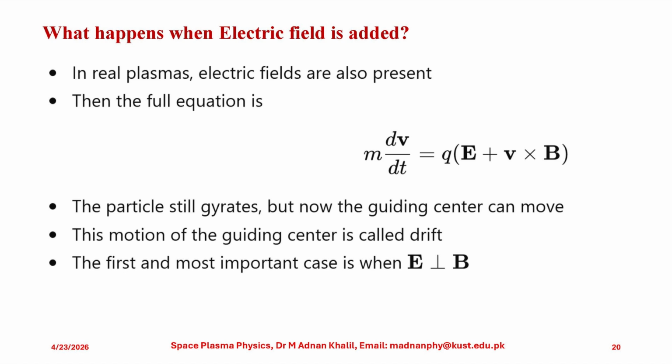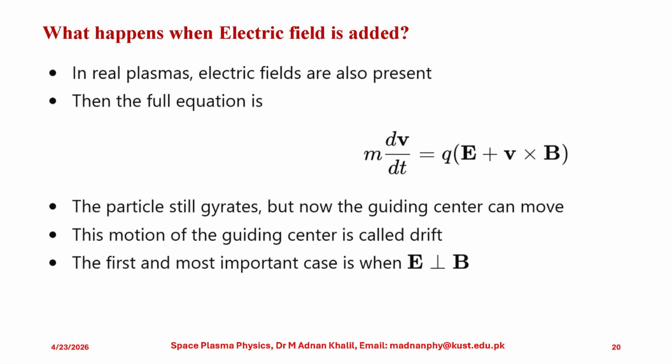Now an electric field is added. In real plasmas, electric fields are often present together with magnetic fields, so the full equation must be used again. Mass times dV by dt equals charge times the quantity E plus V cross B. The important change is not that the particle stops gyrating. The particle still gyrates, but now the guiding center itself can move. This motion of the guiding center is called drift.